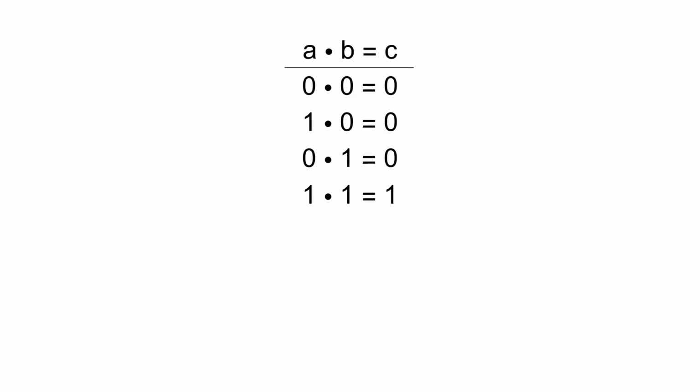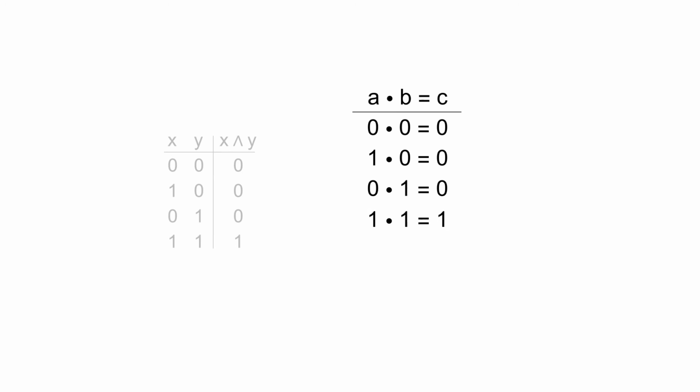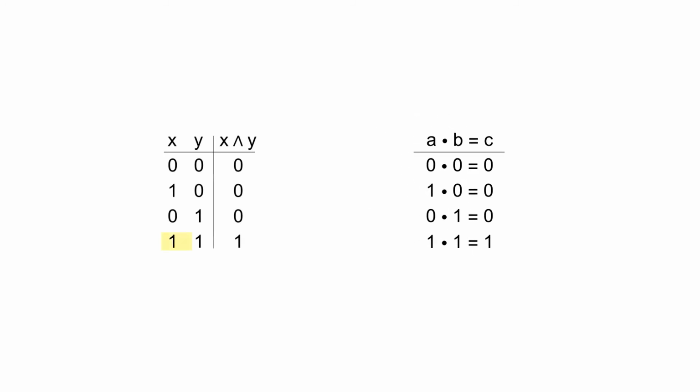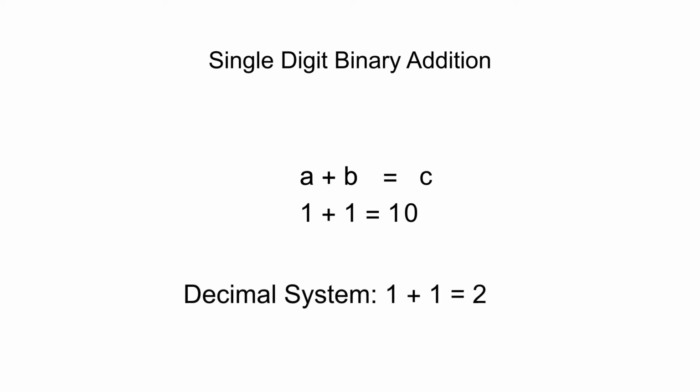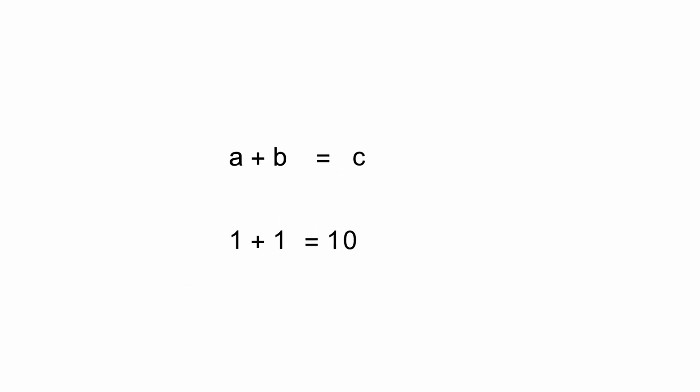Comparing the binary multiplication table with the truth table for the logical AND reveals that they are identical. Thus, single-digit binary multiplication can be realized technically with the logical AND. What about single-digit binary addition? Here, 1 plus 1 in the binary system yields the two-digit binary number 10, which corresponds to 2 in the decimal system. One easily checks that, of course, 1 plus 1 equals 2 in the decimal system as well.